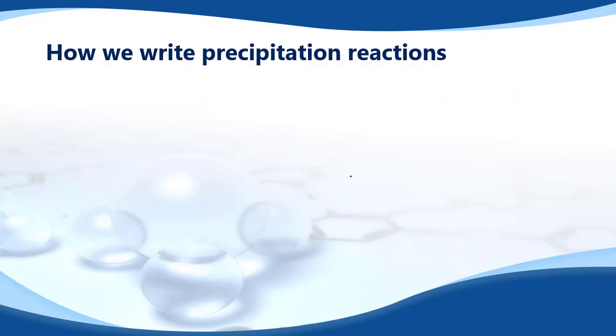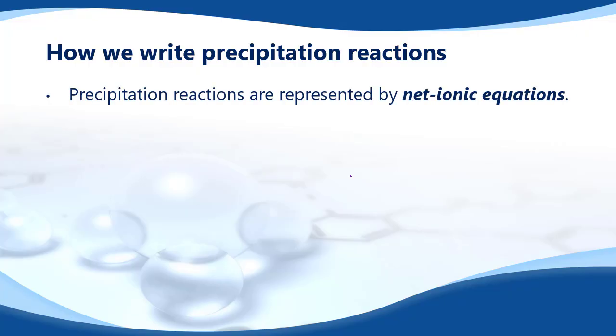So here's how we go about representing a precipitation reaction. We represent them using something called a net ionic equation. The equations that we've been using all year are called molecular equations. You show out the full formula for everything involved in the reaction.